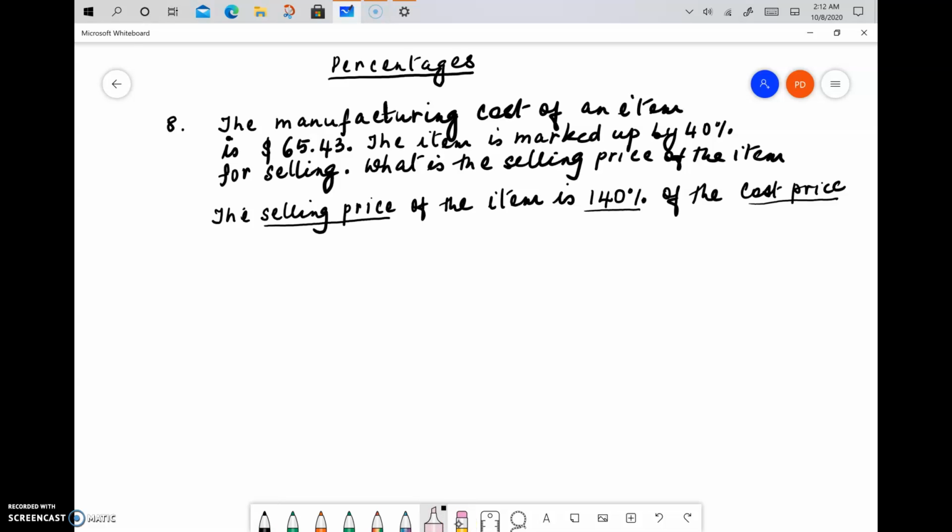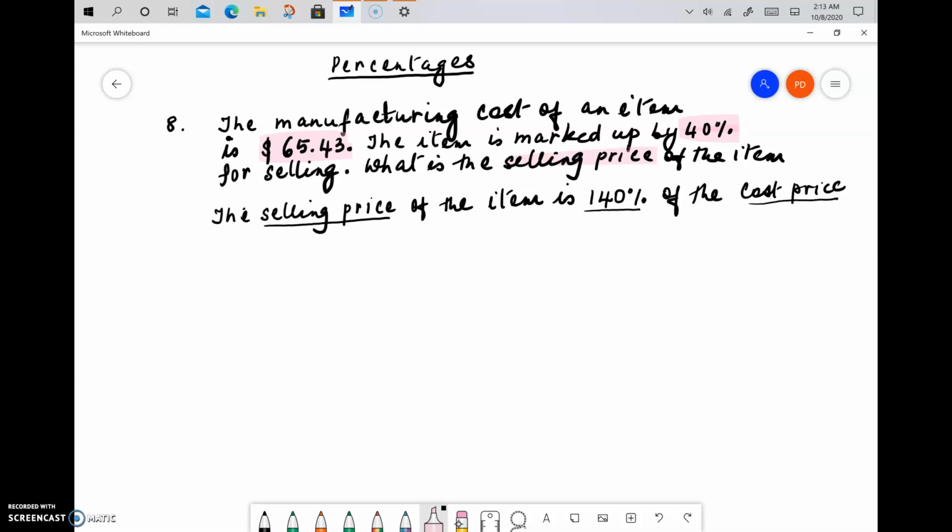The manufacturing cost of an item is $65.43. When we sell this item, we mark it up by 40%. What we need to figure out is the selling price of the item.